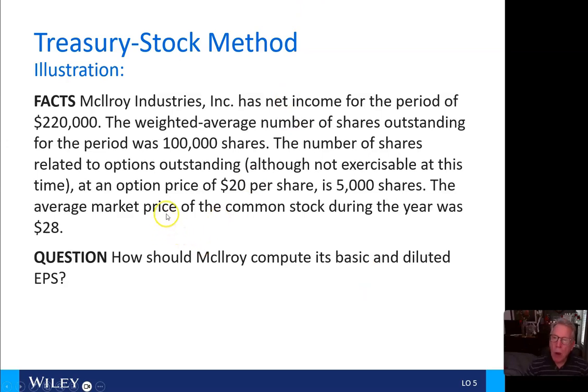McElroy Industries Incorporated has net income for the period of $220,000 in this illustration. The weighted average number of shares outstanding was 100,000 shares. The number of shares related to options outstanding, although not exercisable at this time, at an option price of $20 per share, is 5,000 shares. The average market price of the common stock during the year was $28. How should McElroy compute its basic and fully diluted earnings per share?